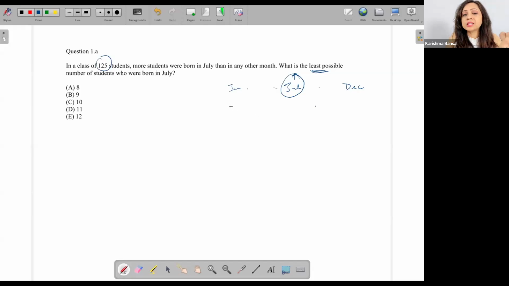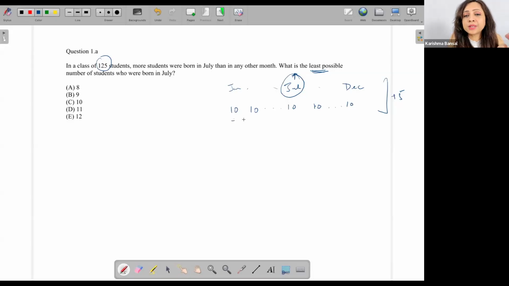So I know that if I had done equal distribution, I would have given 10 to each month. Is this okay? Yeah. And I would be left with a 5, right? I would have an excess of 5 now, right? Okay. Now, out of this excess of 5, some has to go to July, of course, right? But does all this 5 need to go to July? No, right? I want to minimize the number of people in July.